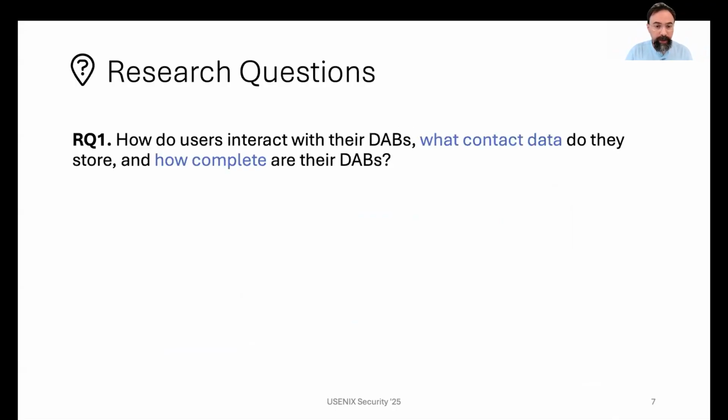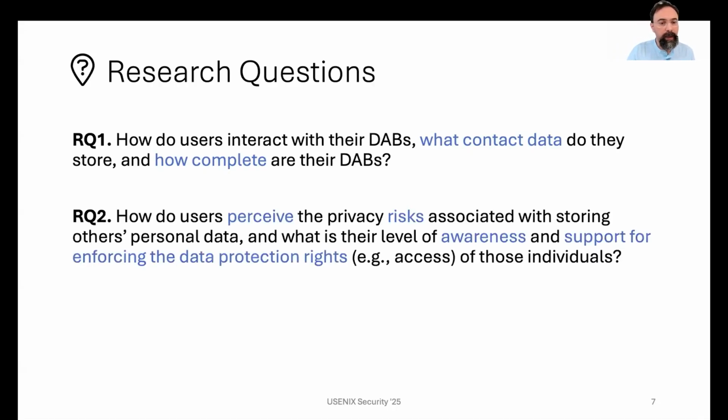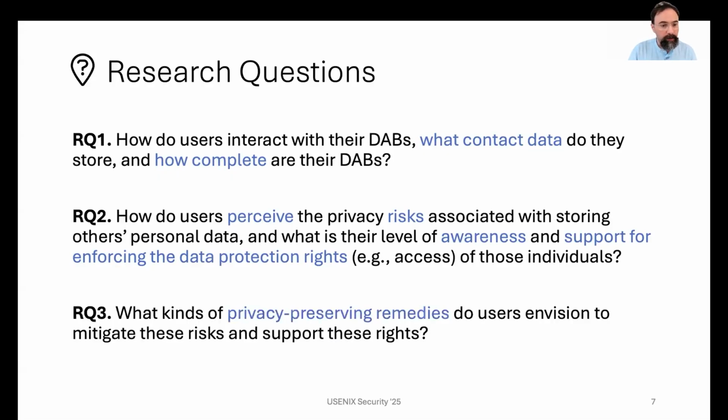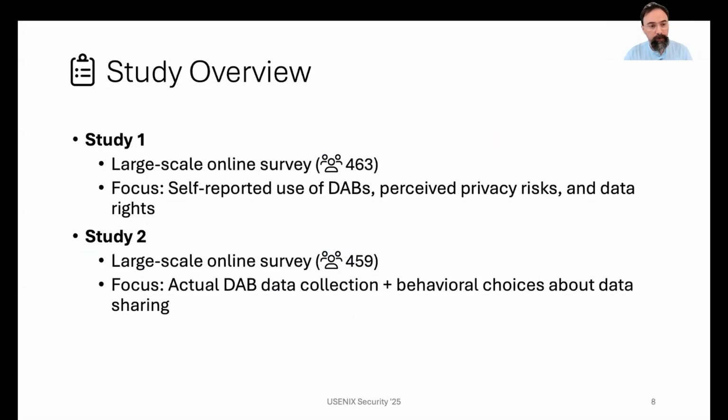Our study is guided by three main research questions. First, we wanted to understand how people actually use their DApps, what kind of data they store, and how complete or detailed their entries are. Second, we looked at how users perceive the privacy risks of storing other people's data. Are they even aware this could be a privacy issue? And do they think others should have any say or rights over their own contact data? And third, we explored what kinds of privacy-preserving solutions users themselves imagine.